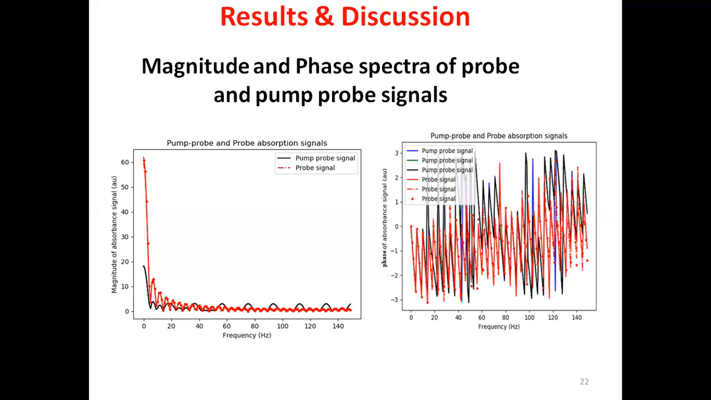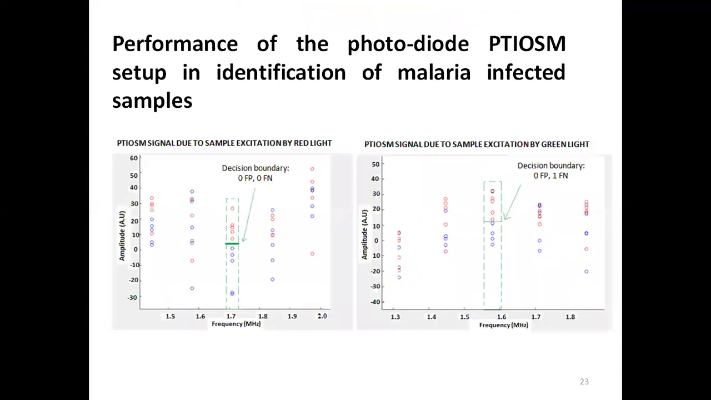The second diagram shows the phase plot of both the probe and pump-probe signals, and what we see is the phase spectra is also distinct for the case when the pump and probe are illuminating the sample. So that shows that introduction of the pump beam modifies the optical absorption of the sample.